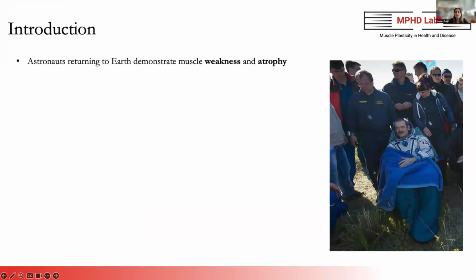When our astronauts return to Earth following several months to years in space, they demonstrate significant muscle weakness and atrophy. I had to include a photo of our beloved Canadian astronaut here, Commander Chris Hadfield. Upon his return, you can see pretty clearly a frailty about him. And this is very common. Typically, they're not able to stand and have difficulty adjusting back to gravity.